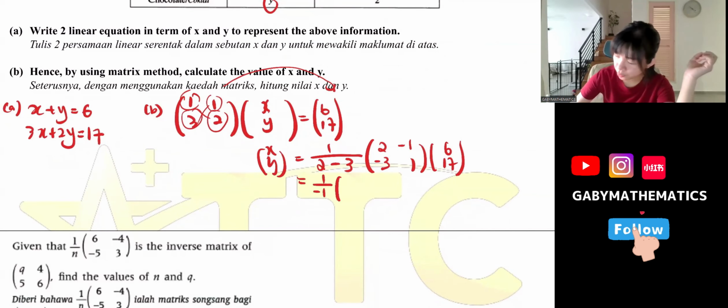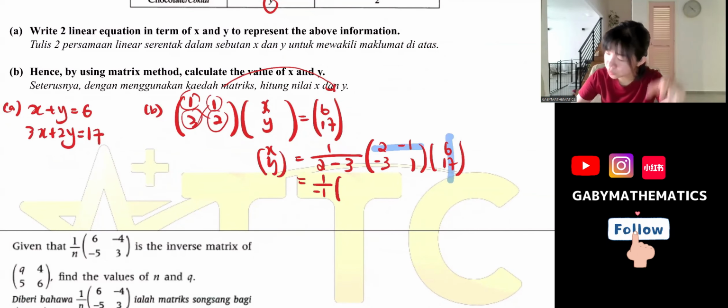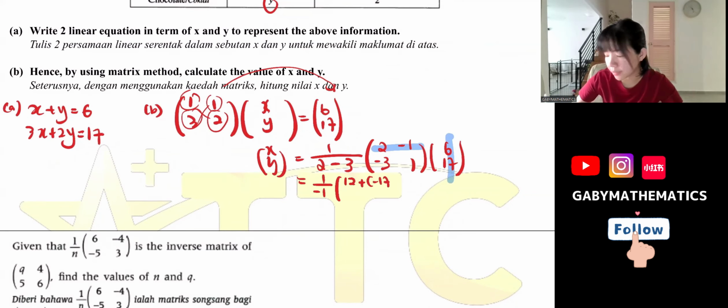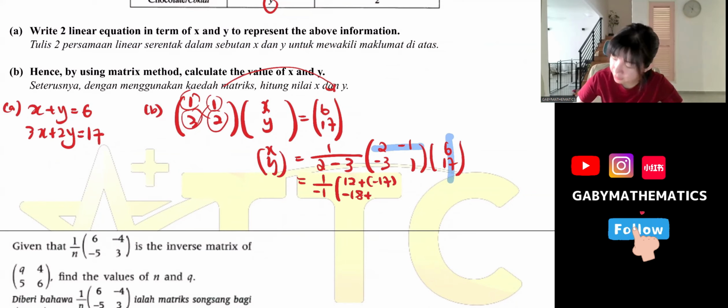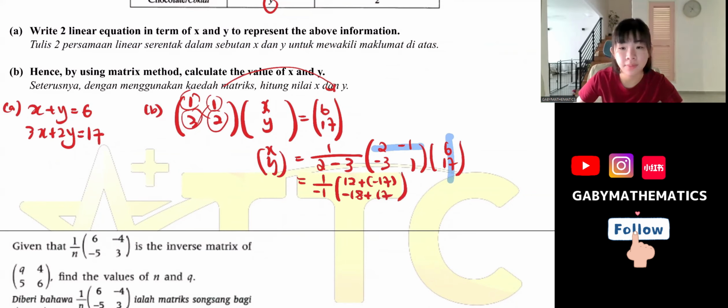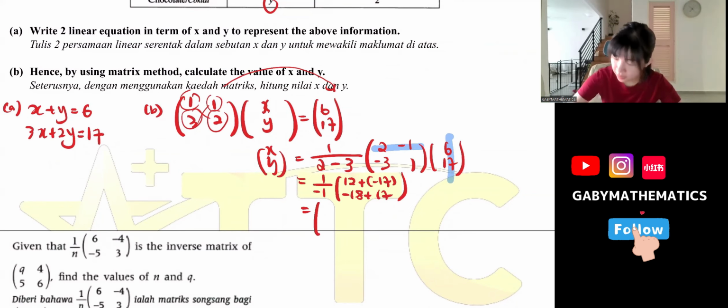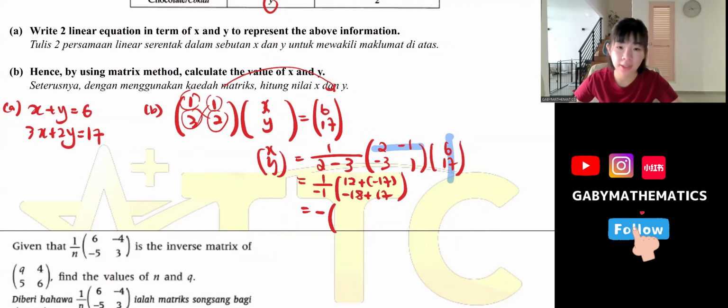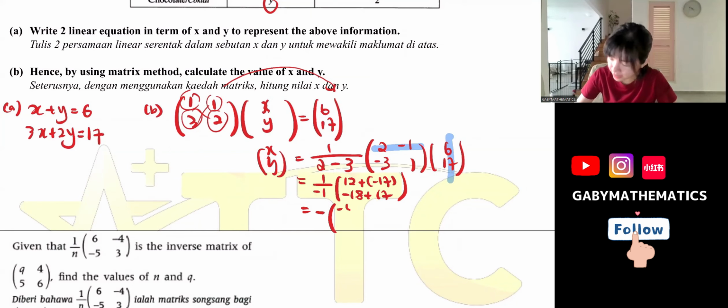Okay, row column. 2 times 6 is 12, plus negative 1 times 17, negative 17. Followed by negative 3 times 6, negative 18, plus 1 times 17, 17. We have negative 1 at the end, outside, so I just put negative; the 1 you don't have to write. So 12 minus 17 is negative 5. Negative 18 plus 17 is negative 1.